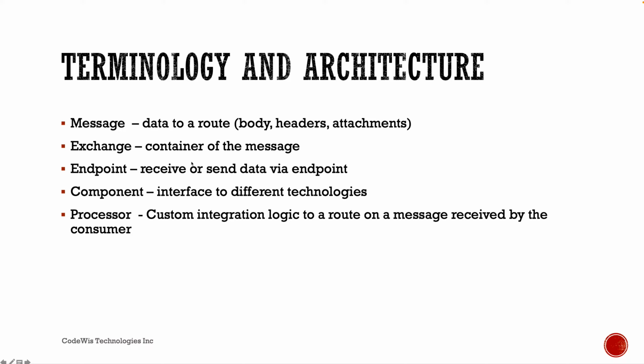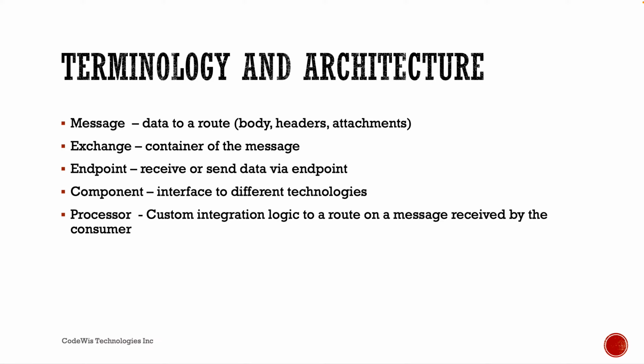And the exchange is another term, which is exactly the container for these messages. And the endpoint: we define an endpoint, like an API endpoint, where we will receive the message. After receiving the message we will do some processing and send it to some other endpoints. That's simple. Then a component is simple. There are a lot of components available in the Apache Camel library.